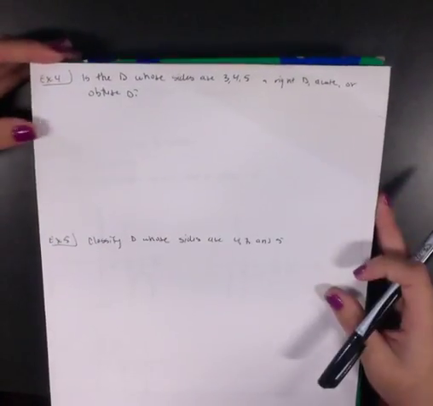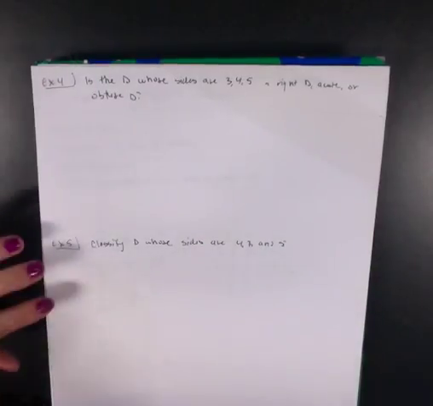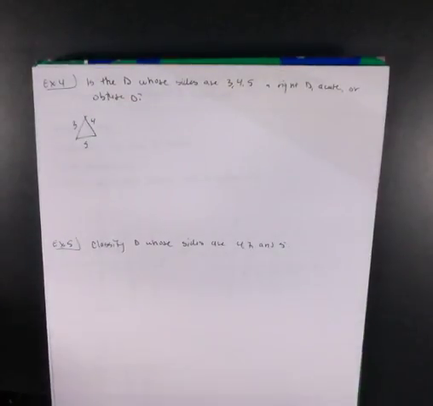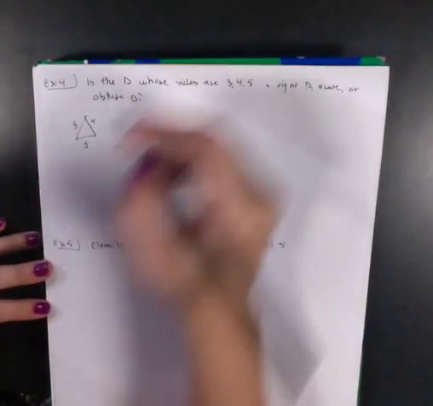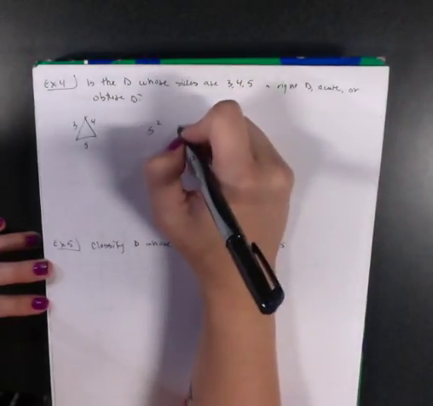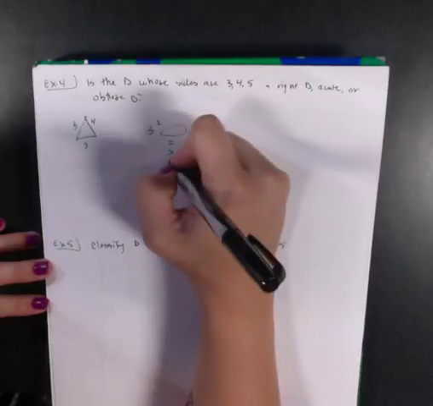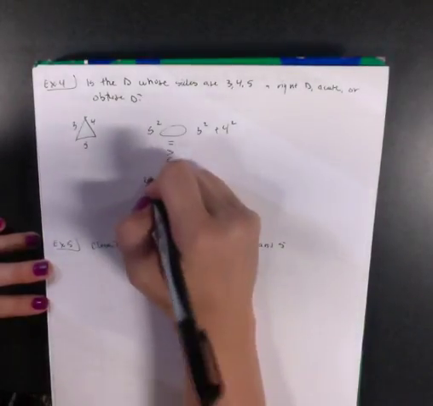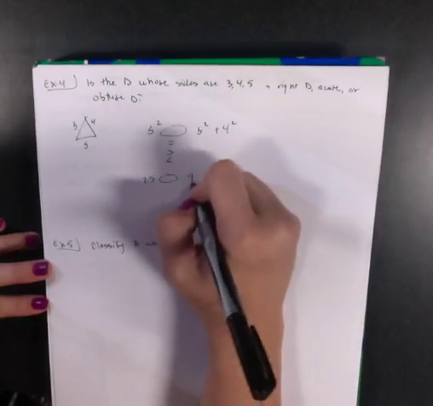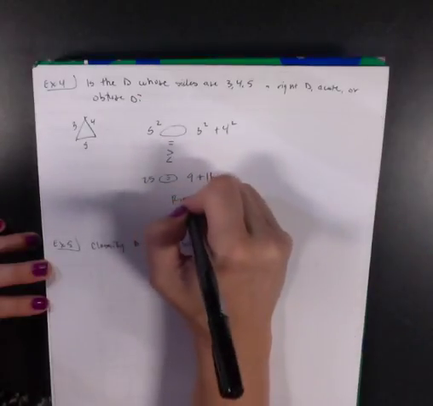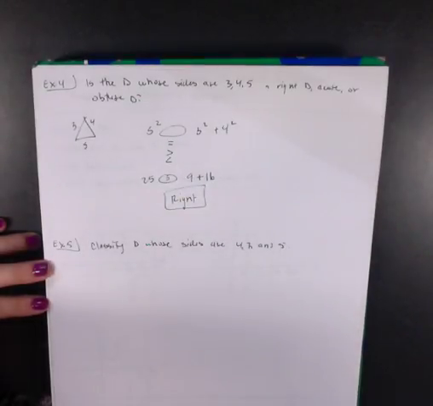So you'll be given problems like this that say, is the triangle whose sides are 3, 4, 5 a right triangle, acute, or obtuse? So we take the biggest side. The biggest side is always your c. So 5 squared is going to be something. We want to know, is it equal, greater than, or less than 3 squared plus 4 squared? So is 25 something 9 plus 16? It's equal. So I have a right triangle.